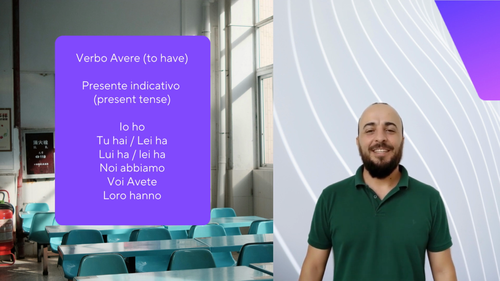Il presente indicativo: io ho, I have; tu hai, you have; lei, lui ha, you have; noi abbiamo, we have; voi avete, you have; loro hanno, they have. For the moment, focus especially on the singular: ho, hai and ha.